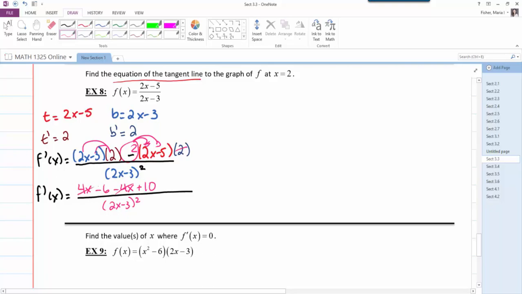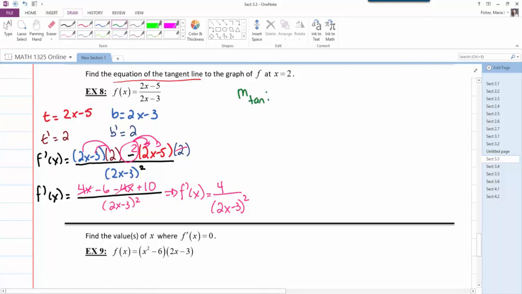Well, my 4x's are going to cancel, and I know that if I were to add negative 6 and 10, I would end up with f prime of x is equal to 4 over 2x minus 3 squared. So the derivative is 4 over 2x minus 3 squared. First, I need the derivative, then I need the slope of the tangent line. So I need to find the slope of the tangent line.